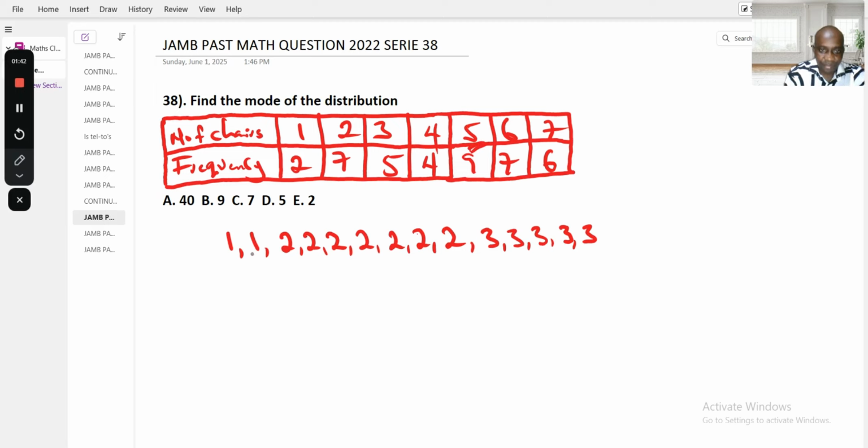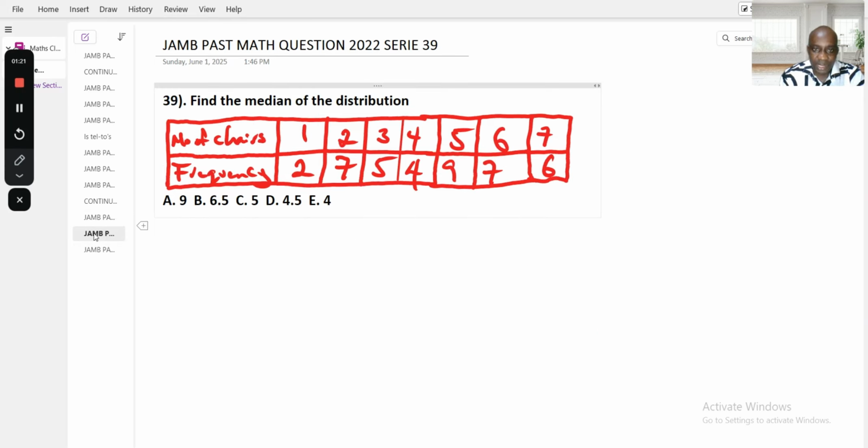5. Do you have 5 there? D. Our final answer is D, which is 5. It appears 9 times. There's no other frequency that is more than 9 here. It's only the 5 that appears 9 times. Let's move to the next question.